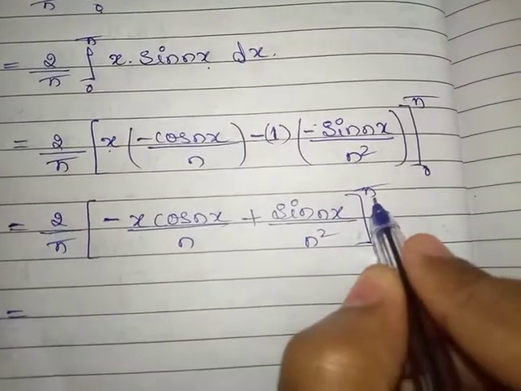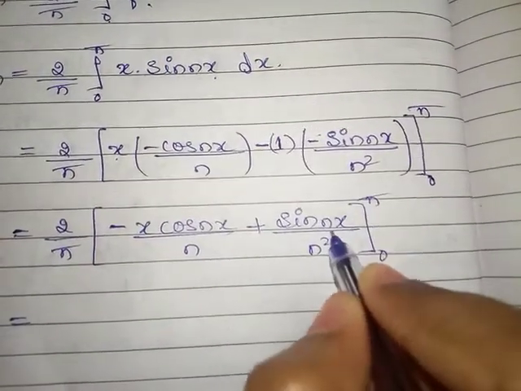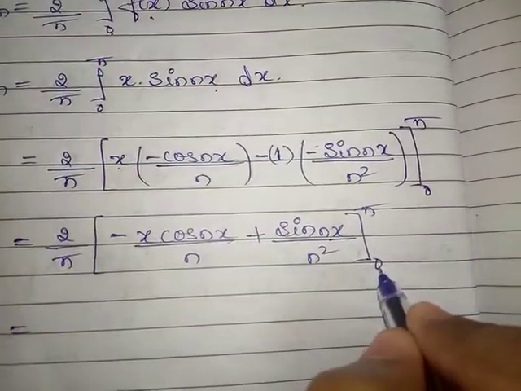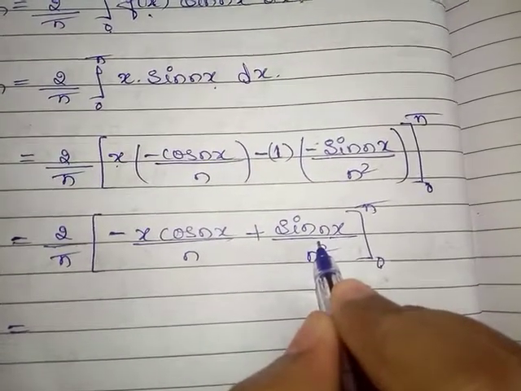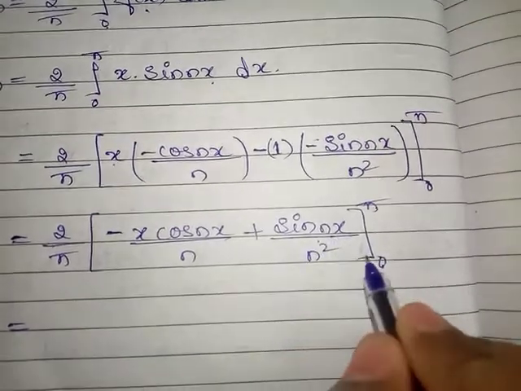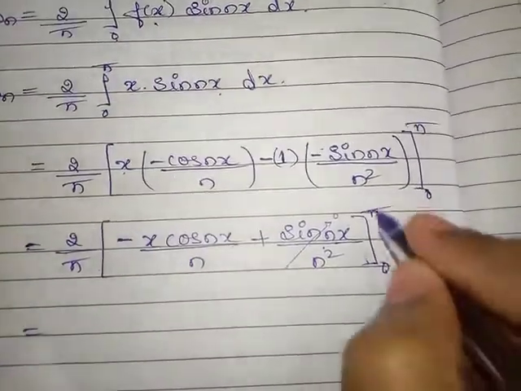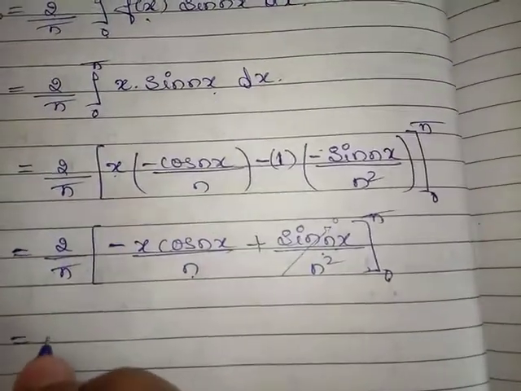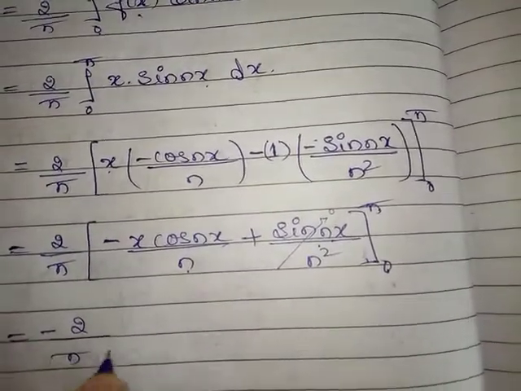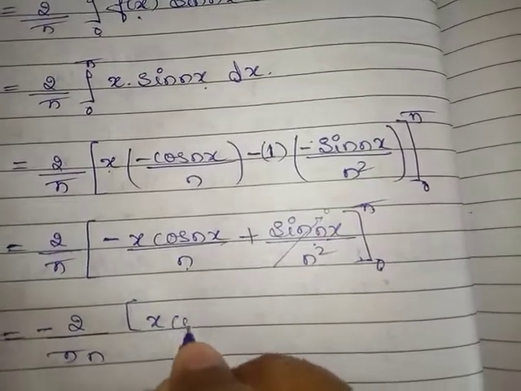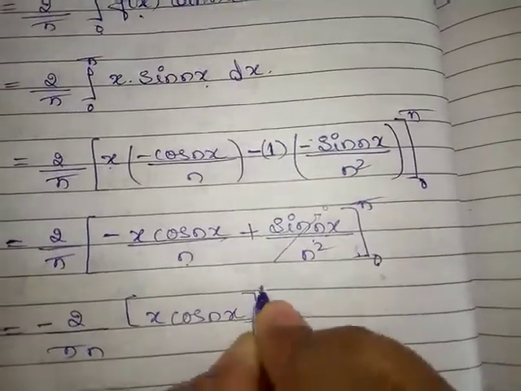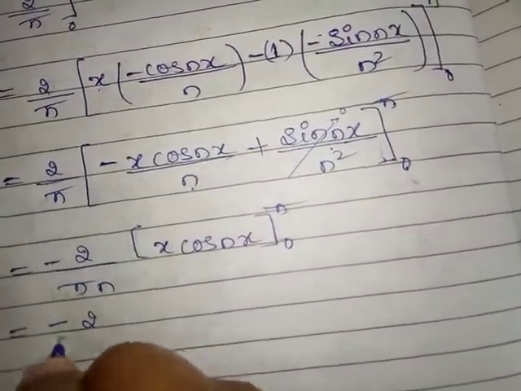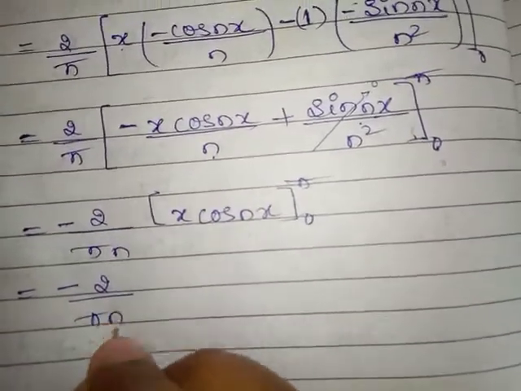See here, when we apply upper limit to second term, it is 0 because sin pi value is 0, and when we apply lower limit to the second term, it will also be 0 because sin 0 value is 0. Therefore, the whole term will be 0 when we apply the limits, and I will take 1 by n outside the limits because this is constant. 2 divided by pi n. Just we have to apply the limits for cos nx, 0 to pi, which is equal to minus 2 divided by pi into n.